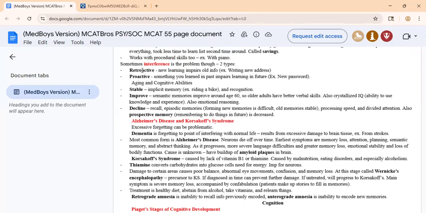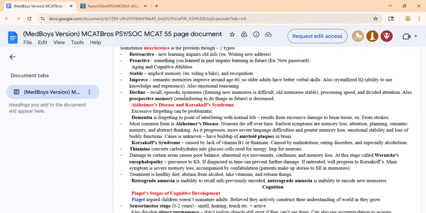So when it comes down to retroactive, retroactive is learning that impairs old information. So I think of retro as back in the day. Proactive is learning something in the future. So you're having issues, it's a past impairment based on the future. So retro, back in the day, learning impairs old information. Proactive is having issues with past information.